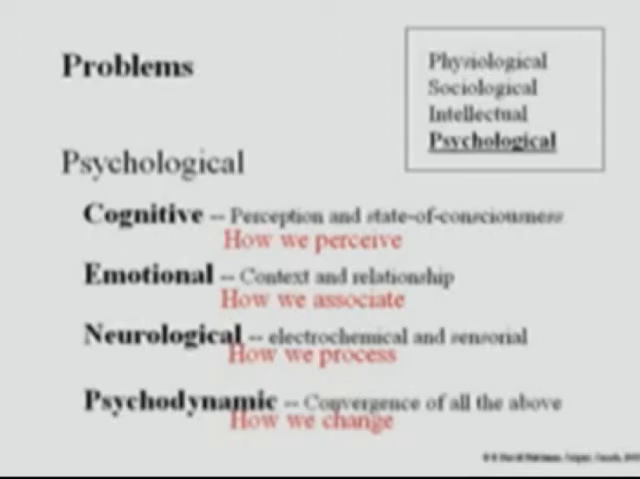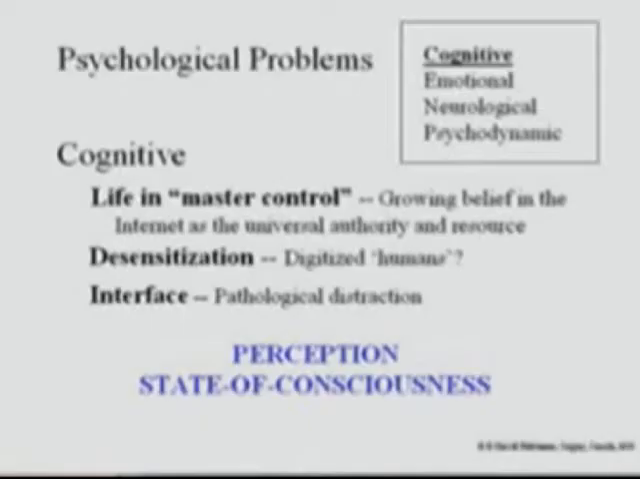Cognitive is how we perceive, emotional, how we associate, the neurological, how we process, psychodynamic, how we change. Even at a cellular level, we can send messages to change the growth patterns of our toes. Life in master control.